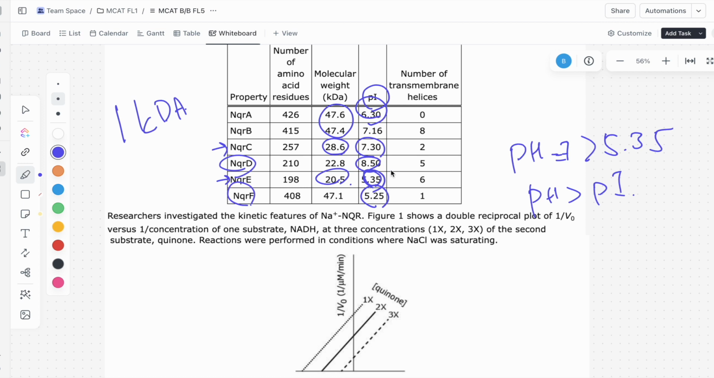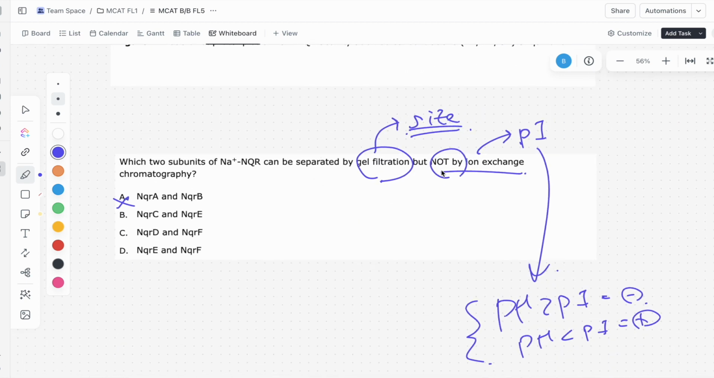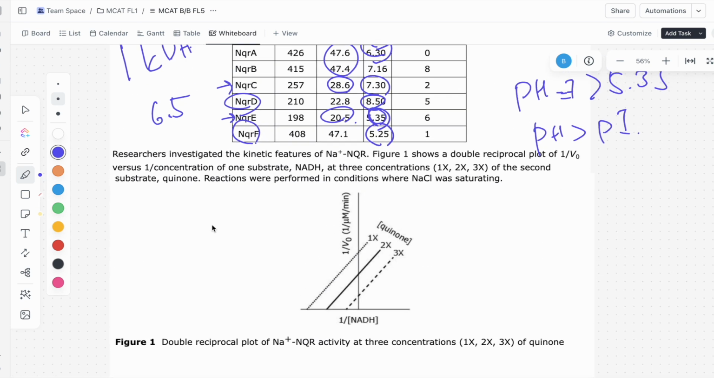For example, if I set my pH to something like 6.5, well, NQRC, because the PI is greater than the pH, is going to be positively charged, whereas NQRE, because the pH is greater than the PI, is going to be negatively charged. So you would be able to separate out NQRC and NQRE with ion exchange chromatography. Because we're looking for something that cannot be separated by ion exchange chromatography, B has to be incorrect. Now let's look at D and F.